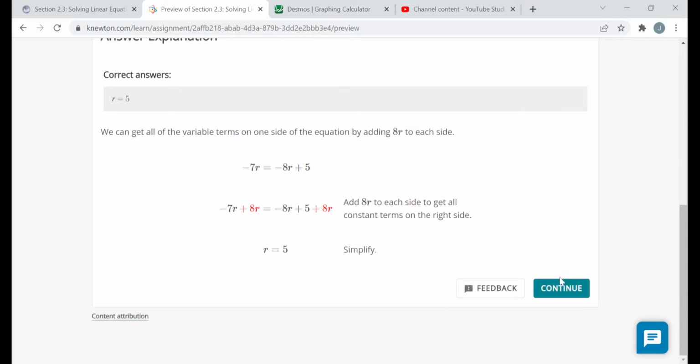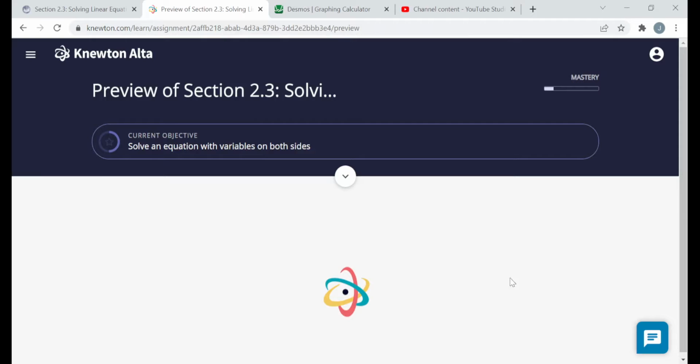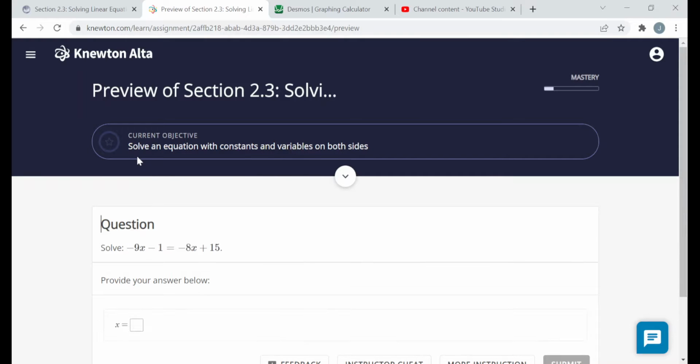Great. Alright, so now we're switching objectives. Solve an equation with constants and variables on both sides. So I'm just going to have to do a little more adding and subtracting. That's all. Alright. So once again, I'll write this equation out, and we'll solve for x, right? The variable's x this time.